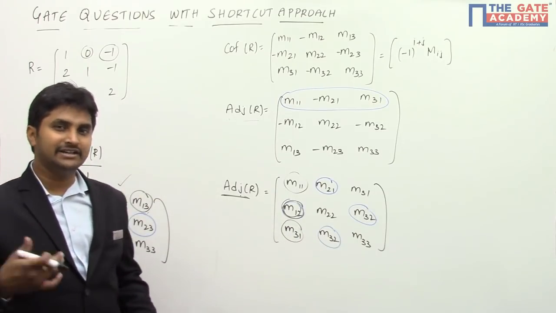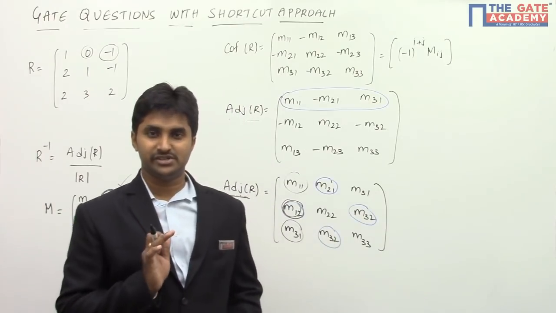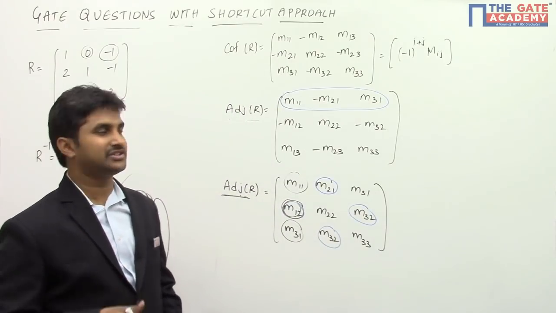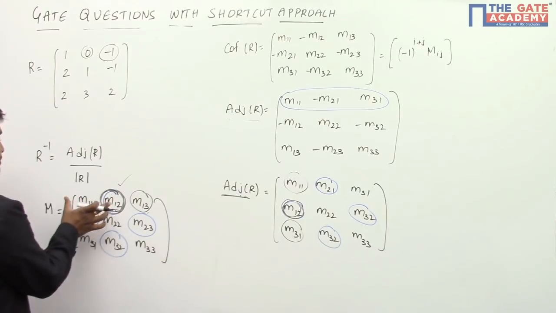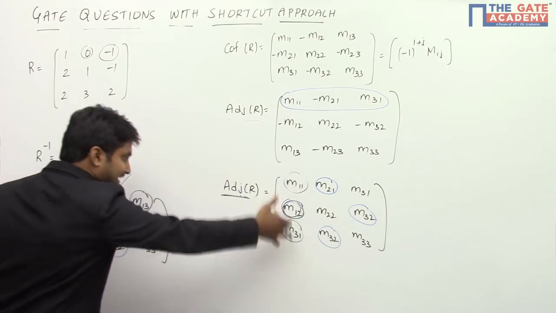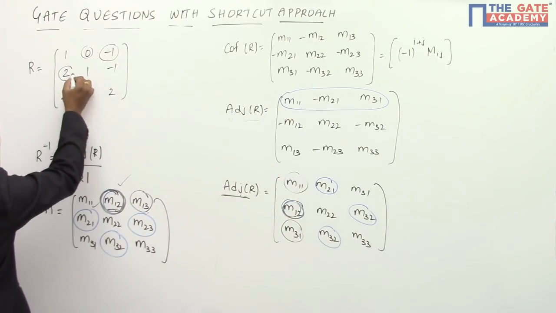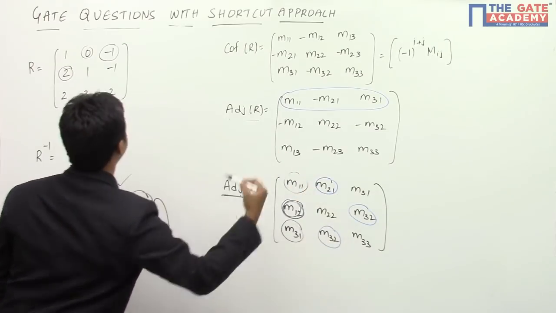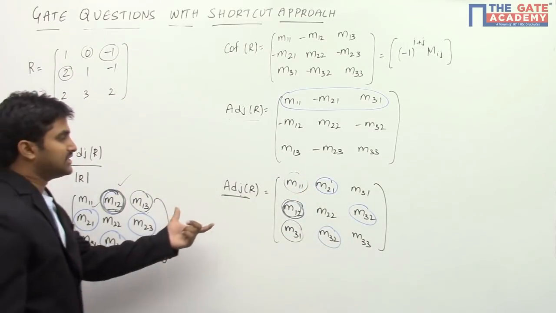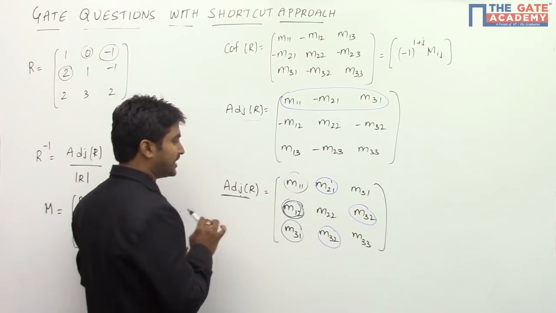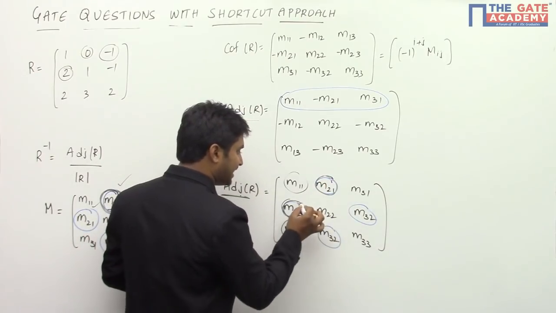So by default we are considering the transpose here. So instead of writing like this, the minors will be written like this. Similarly, the minor of this element will come here, right? So that is how.